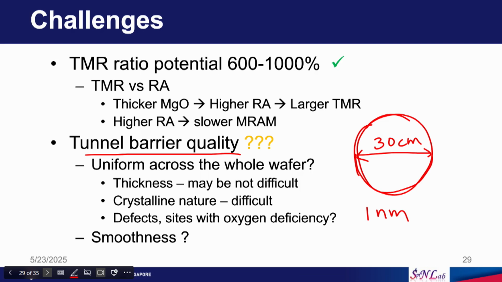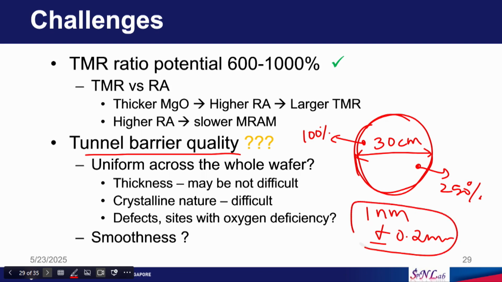Okay. So, if it is off by just, say, plus or minus 0.2 nanometer, okay, then the TMR of the device that you make here will be say 100%, and the TMR of the device that you make here may be like 250%. Okay, so there will be huge changes in the tunneling resistance. So, we need to ensure that this thickness is uniform throughout the 30 centimeter wafer. So, this is a challenge, but industry is managing.